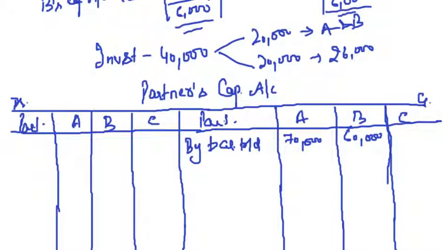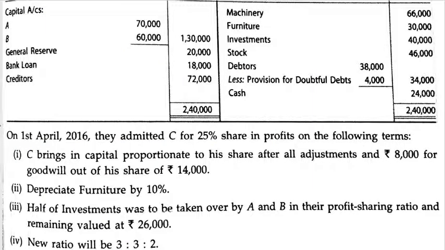So I will say by revaluation account, 1,800 and 1,200. Clear? If you see in the balance sheet, there is a general reserve of 20,000 appearing on the liability side. What to do with this? What is a reserve? Profit. Part of profit only, and any reserve that is appearing in the balance sheet before the admission of a partner is to be distributed among old partners in old ratio. So distributed.